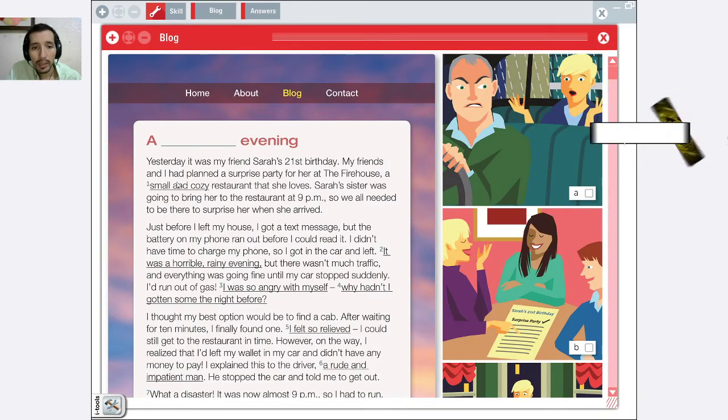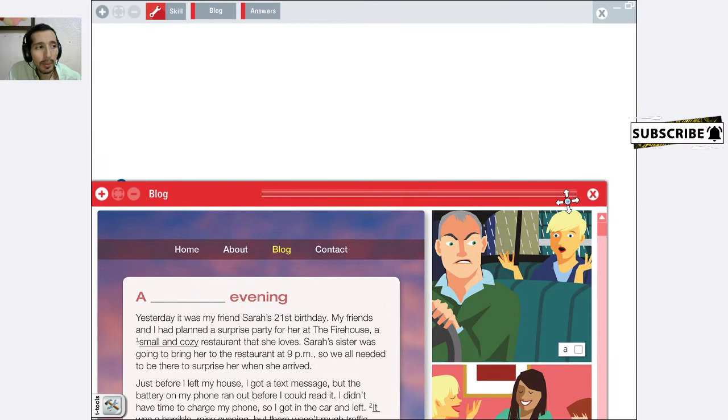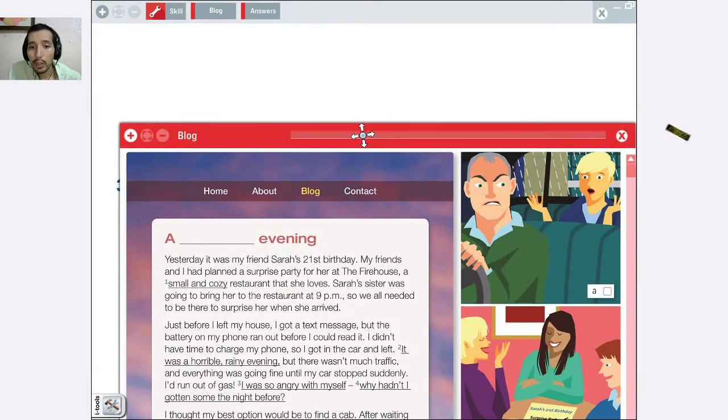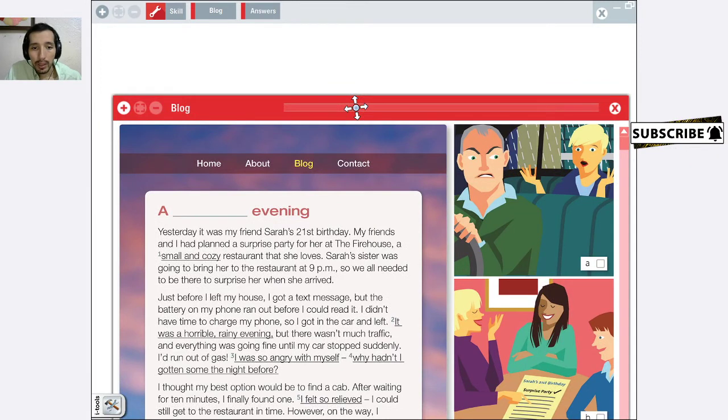Let's check the blog. Here's number 1. It says, small and cozy. Now, where could that go? Any immediate opinion? Where would it go? A, describing people, places, or events. B, describe emotions and feelings. Or C, comments about the events. There, you would have to write the number. And that's what you would have to basically be doing with the rest. Okay? Simple.